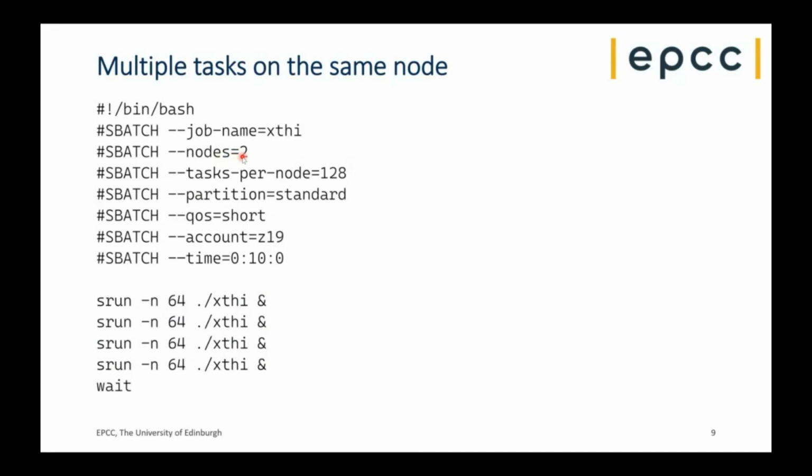So once you've been given your 2 nodes or whatever it is you asked for, you can do what you want inside them using this batch system. The wait down here is important because if you don't do that wait down here, then what happens is the batch job will terminate as soon as the first one of these finishes. So we need to wait for them all to finish before it finishes.